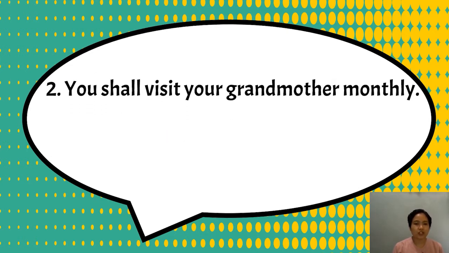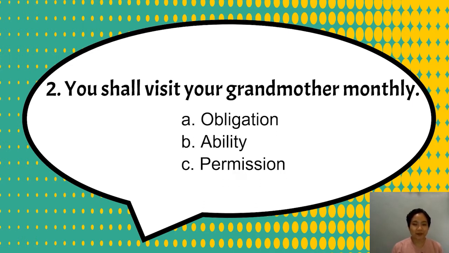Number 2. You shall visit your grandmother monthly. A. Obligation. B. Ability. C. Permission. The answer is A. Obligation. And which is the modal used? Correct. Shall.